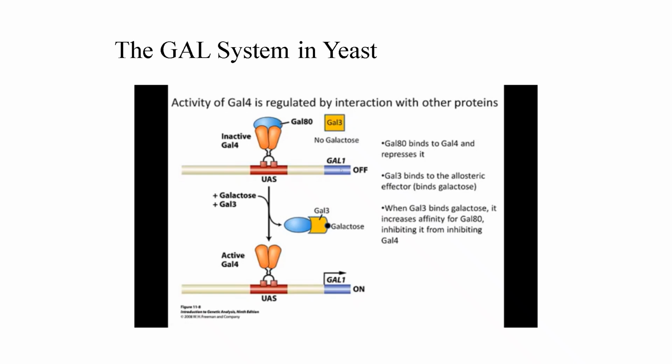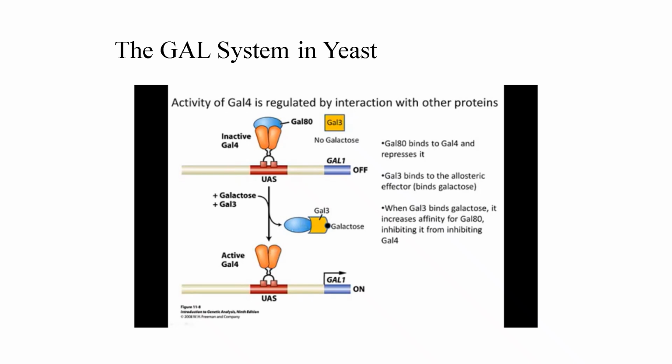Now, the protein which actually binds to galactose when galactose gets added is GAL3. GAL3 is just hanging around doing nothing in the absence of galactose, but once galactose is present, GAL3 will bind that galactose, and that changes the conformation of GAL3, and it highly increases the affinity of GAL3 for this repressor protein GAL80. And so what happens is that GAL3 now has a higher affinity for GAL80 than does GAL4.